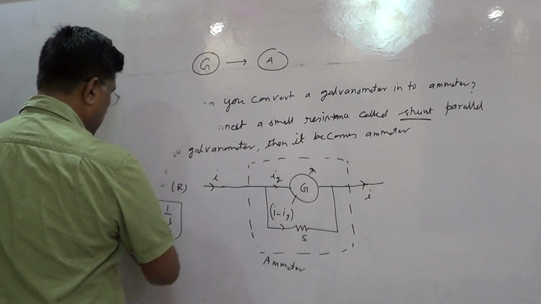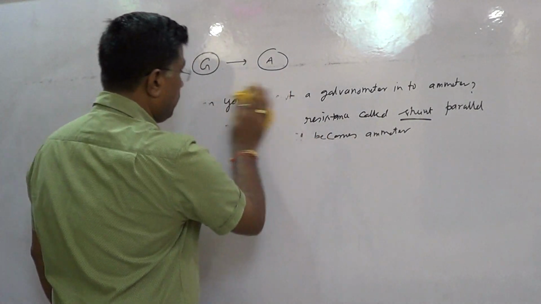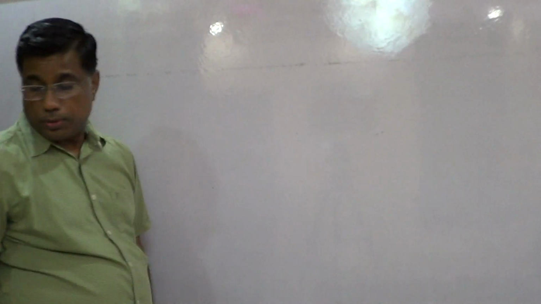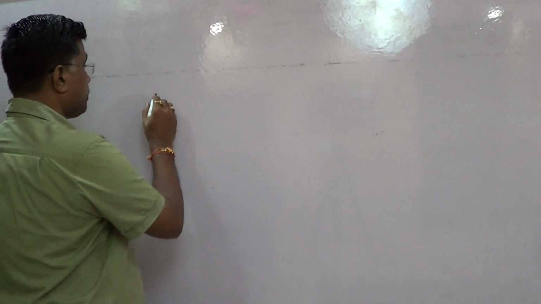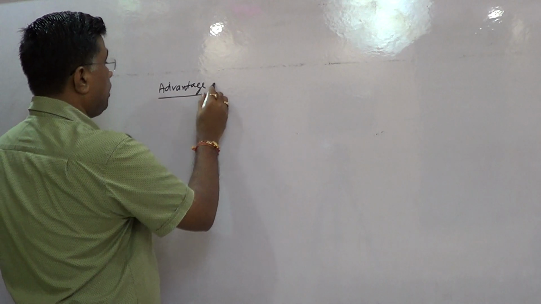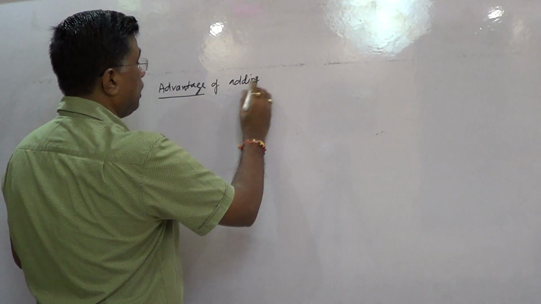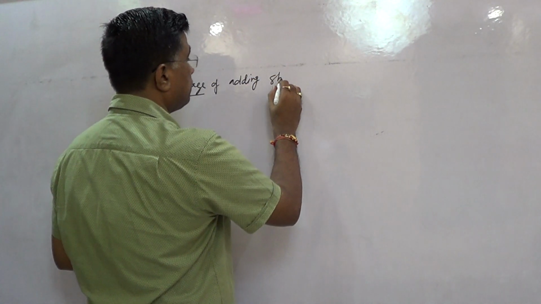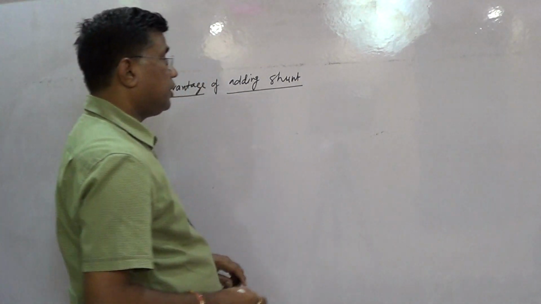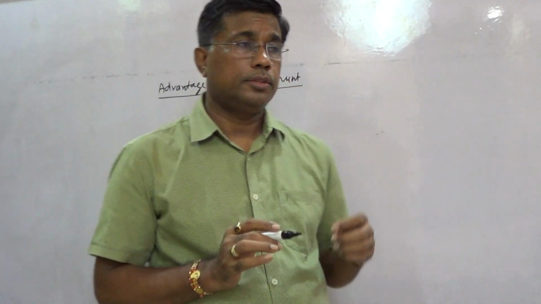What is the advantage of adding shunt to convert galvanometer into ammeter? So I am going to discuss the advantage of adding shunt, or you can say connecting shunt parallel to galvanometer to convert it into ammeter.